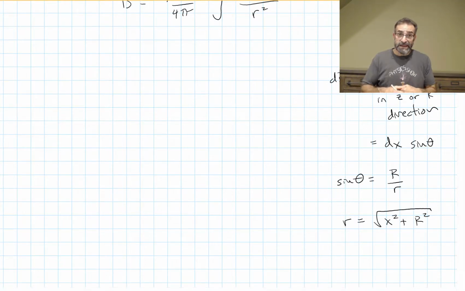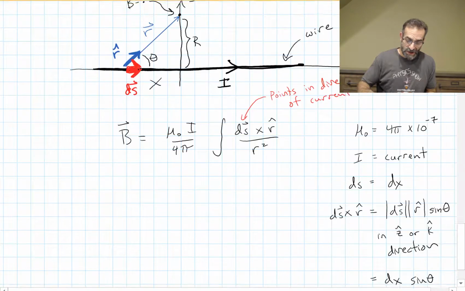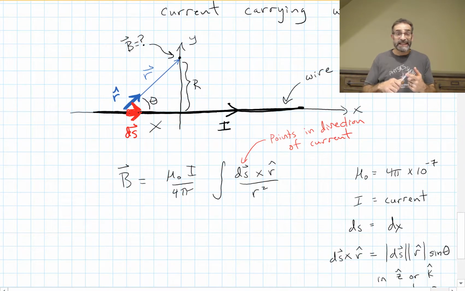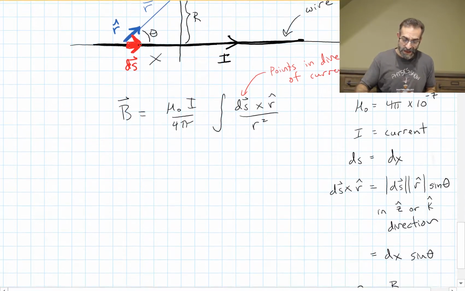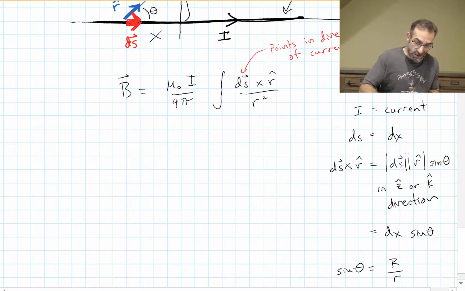I'm hoping that you're seeing some similarities here to the integrals we set up to find the electric field from a charge distribution. We did very similar things there. We had sine and cosine thetas, and we used a right triangle to find out what sine and cosine theta were. And we integrated over the charge distribution. Well, we're doing very similar things here. We're using a current path. We're going to integrate over the current path, and we're going to find the magnetic field that it produces. So let's start plugging some things in.